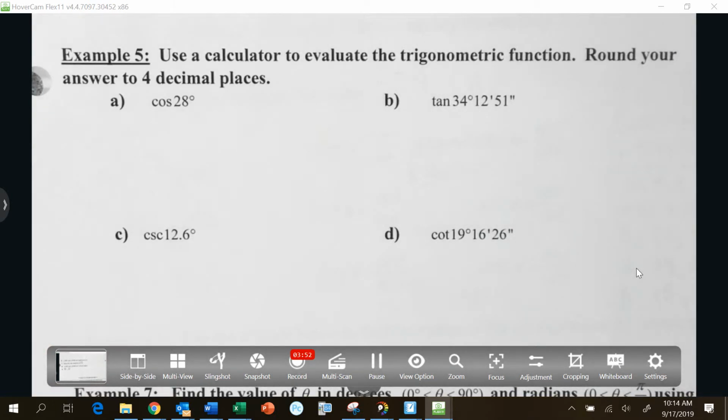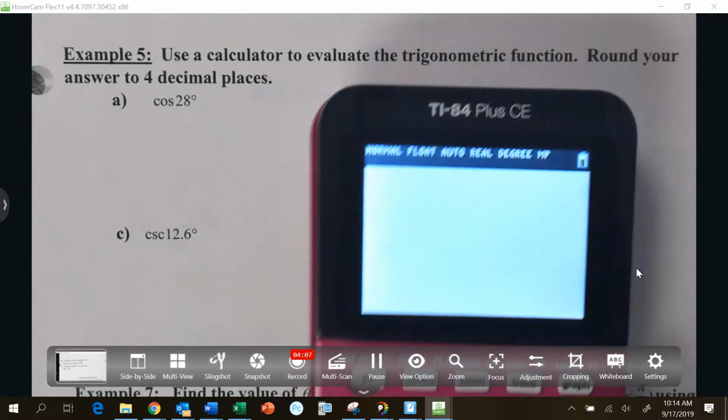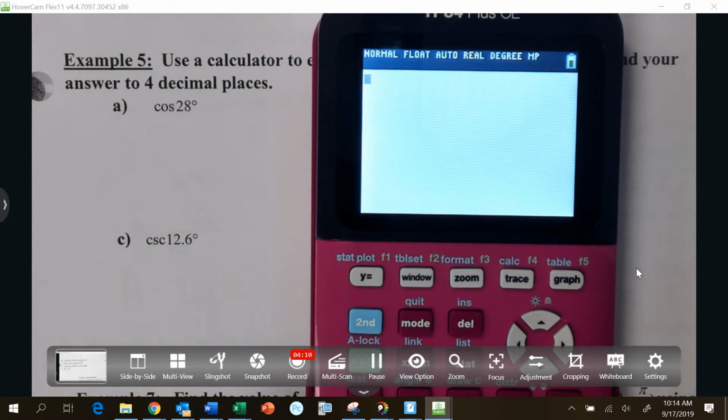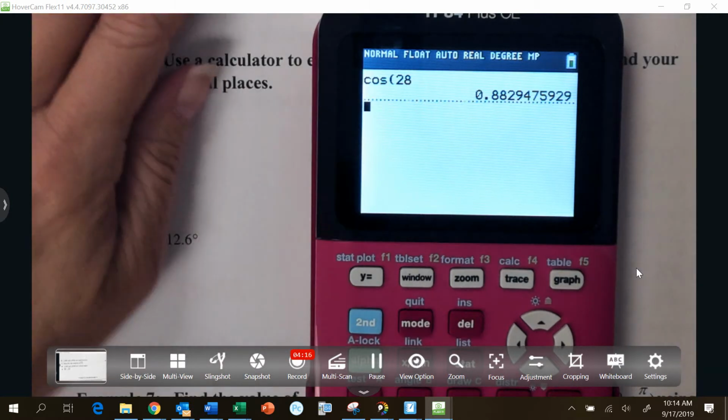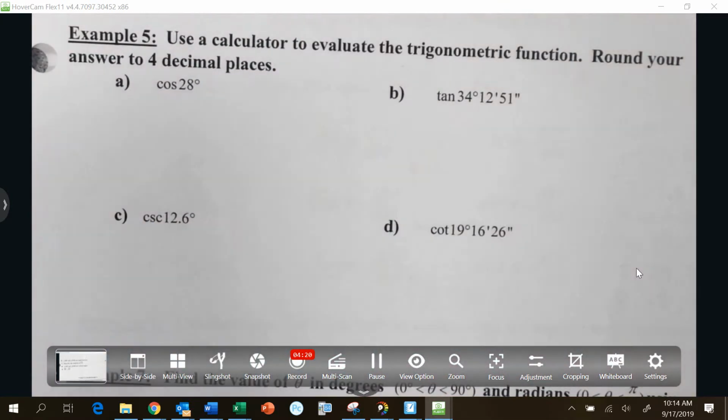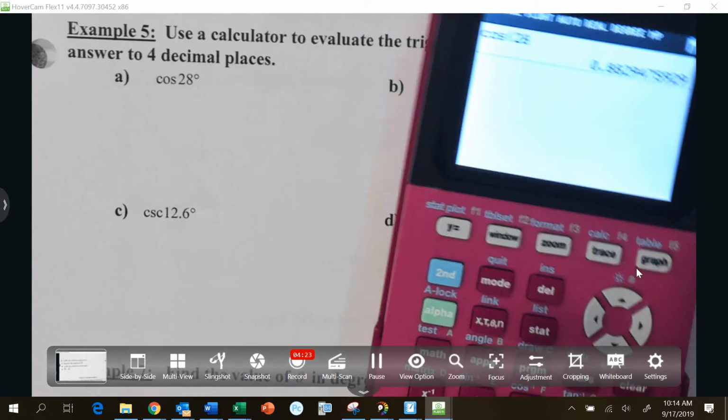The last of these examples are using the calculator to evaluate the trigonometric function. Okay. So you should know how to do cosine of 28 already on the calculator. What should I type in? Cosine 28. It says 4 decimal places. Did anybody get it?